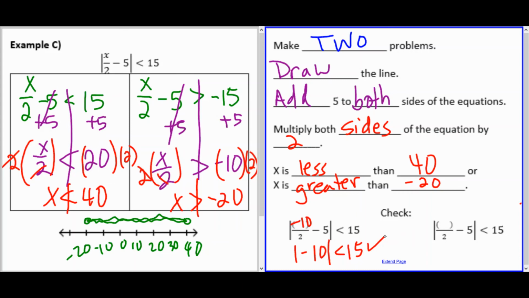So let's pick another one. Let's say we chose 20. Well, 20 divided by 2 is 10. 10 minus 5 is 5. So this will be the absolute value of 5 is less than 15. Well, the absolute value of 5 is 5. So this is also true. So we checked this one by plugging in two values that were in between negative 20 and 40, but we couldn't include negative 20 or 40.